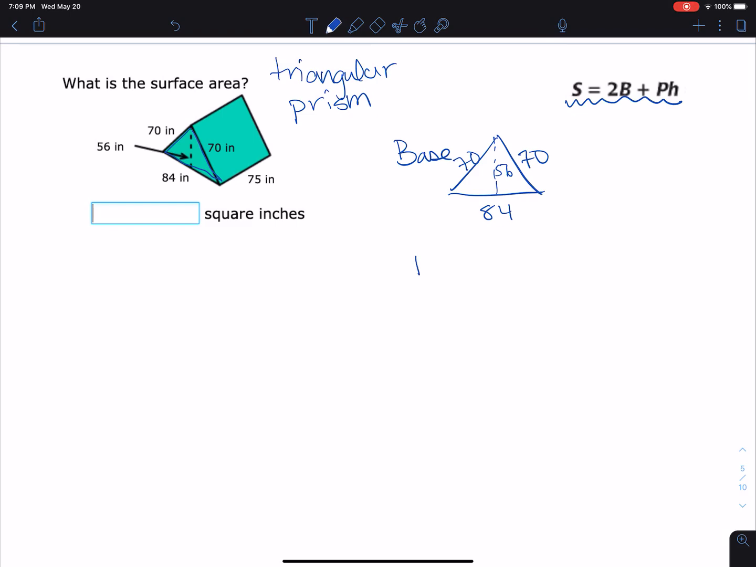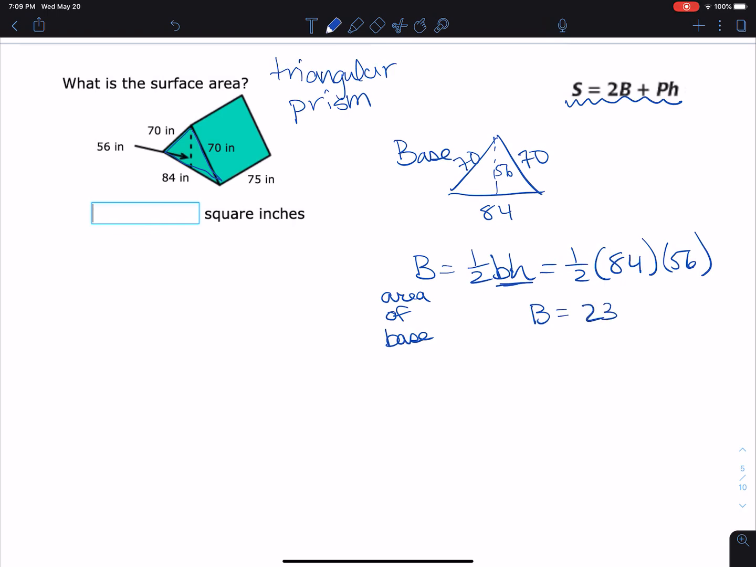So let's go ahead and find big B. So big B means area of base. So remember, guys, my base here is a triangle, so my big B would represent 1/2 base times height. That would be area of the triangle. Now this B and H is referring to the triangle up top. So this would be 1/2, my base is 84, and my height is 56. So I'm finding area of the base. So this would be 84 times 56, and I would divide by 2. So big B is 2352. Let's hang on to that number.